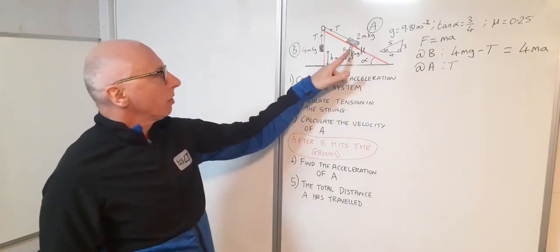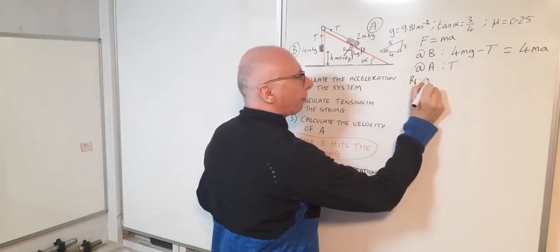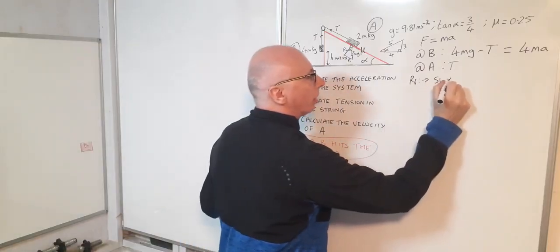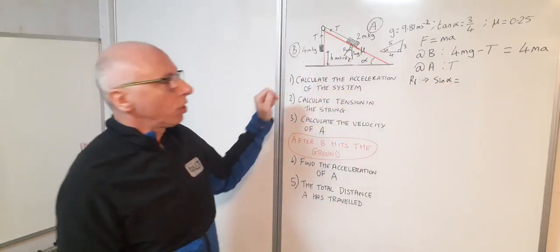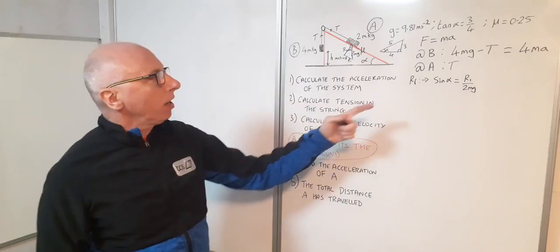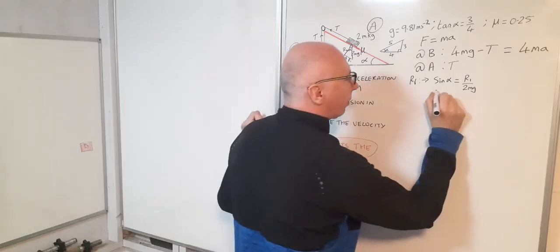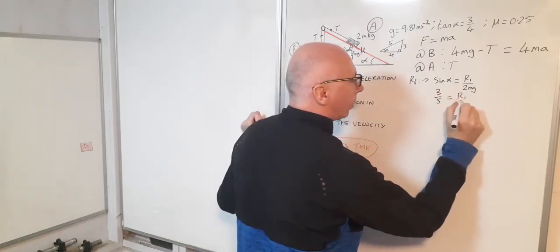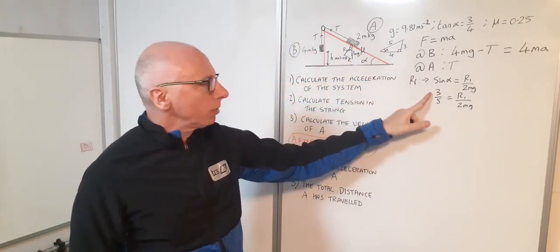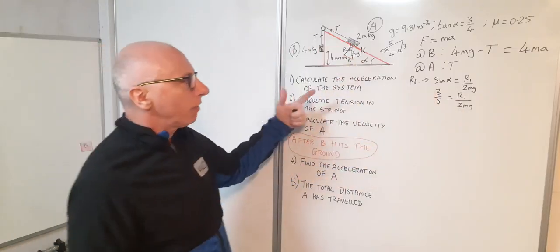So let's just have a look at what's going on for R1. So sine of alpha equals R1 over 2mg. Okay, now sine of alpha we know will be 3/5, opposite over hypotenuse. So then we've got 3/5 equals R1 over 2mg. Now to get R1 on its own, just multiply both sides by 2mg. So R1 is 6mg over 5, but it's going in the opposite direction of travel, so it's a negative.